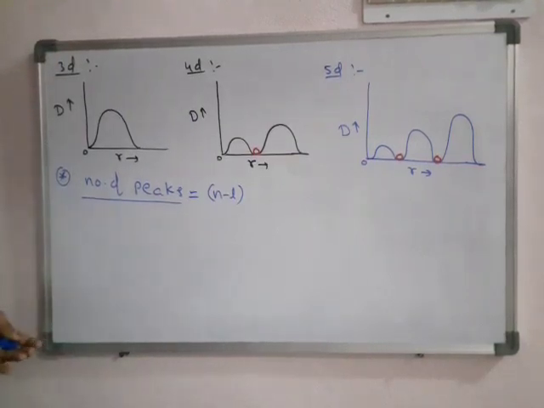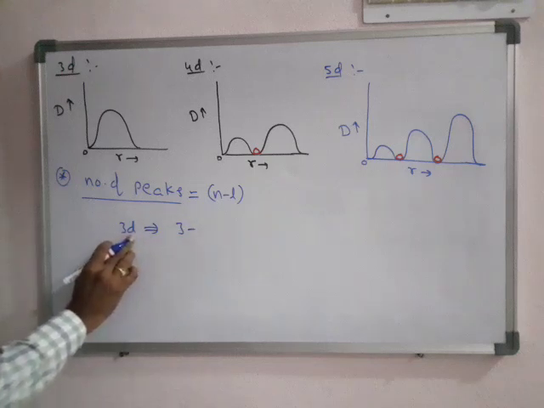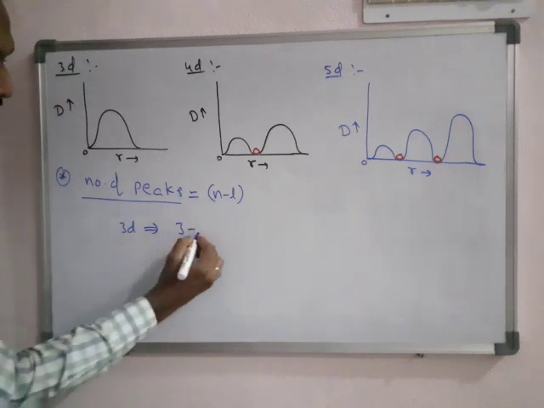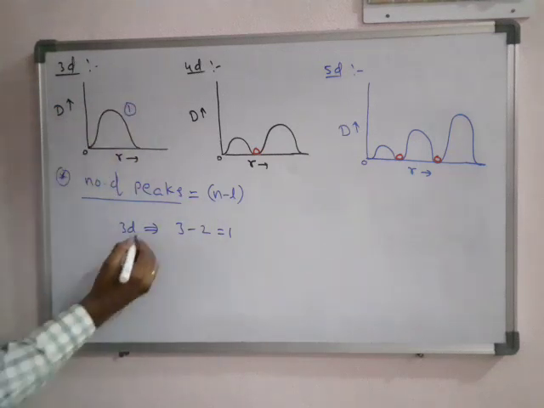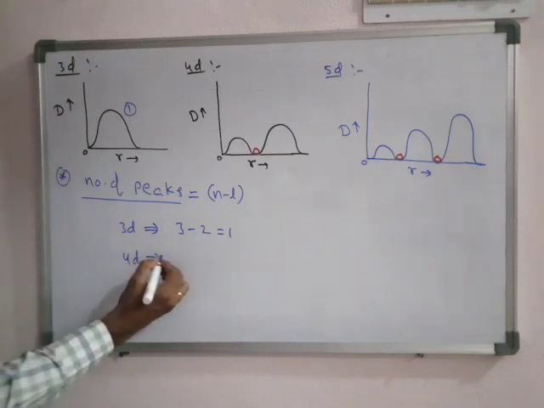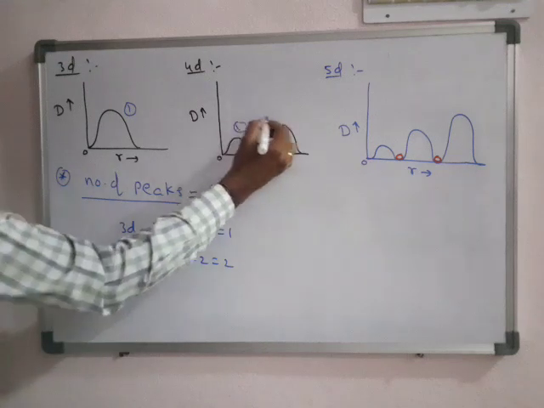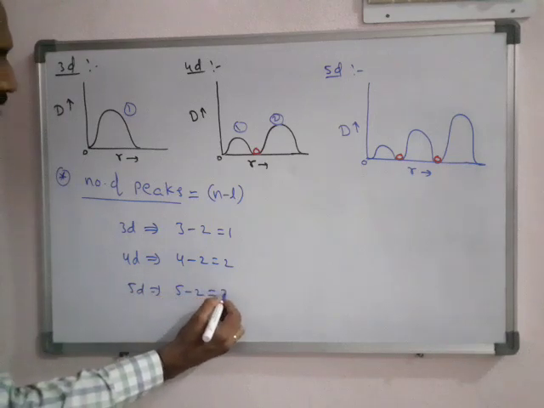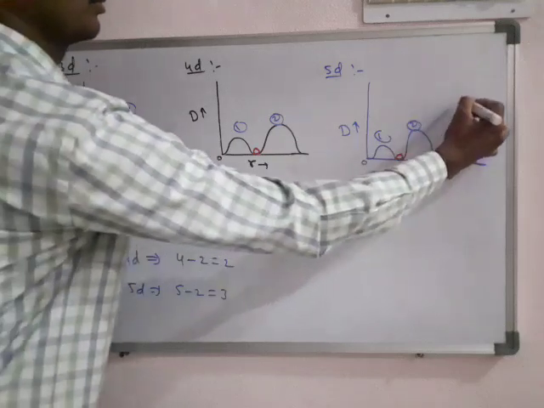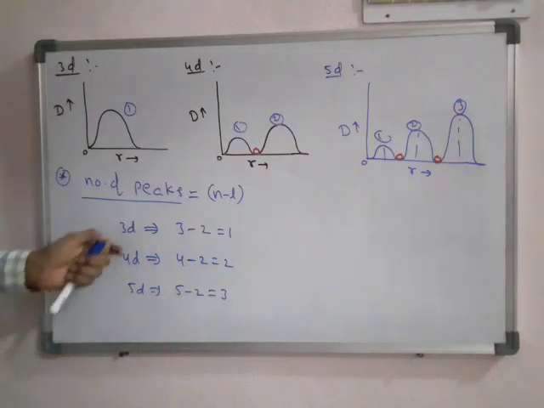So for example, let's apply it to 3D. n value 3 minus what is the l value for d? 2, means only one peak. For example, apply to 4D: 4 minus 2, that is 2 peaks. 5D: 5 minus 2, that is 3. 3 peaks are present. Means the number of peaks is equal to n minus l.